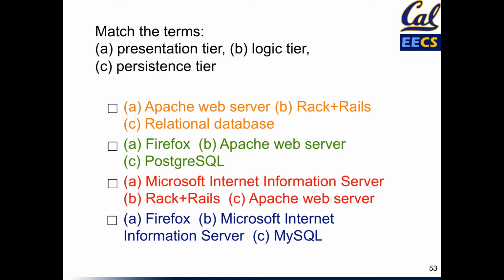Let's go through the answers to this matching question. The terms we're trying to match are presentation, logic, and persistence tier. And we basically have the names of a number of open source and proprietary products here. But what's the presentation tier?